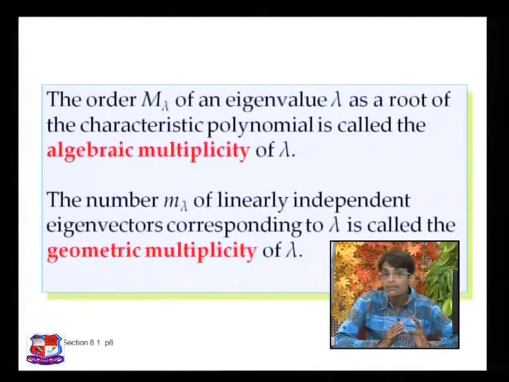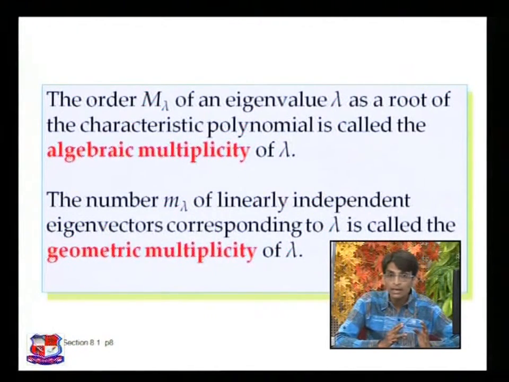So here we can say that lambda equal to 1 is an eigenvalue of algebraic multiplicity 2, right? That is the order of lambda equal to 1. So the order of lambda is known as the algebraic multiplicity of lambda, right? In the same way, the number small m lambda of linearly independent eigenvectors corresponding to lambda is called the geometric multiplicity of lambda. That means if we find one eigenvector for the given eigenvalue, then the geometric multiplicity for that lambda is equal to 1.